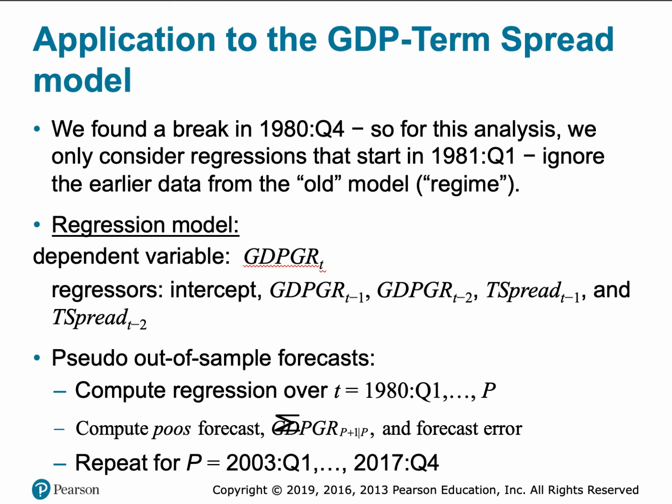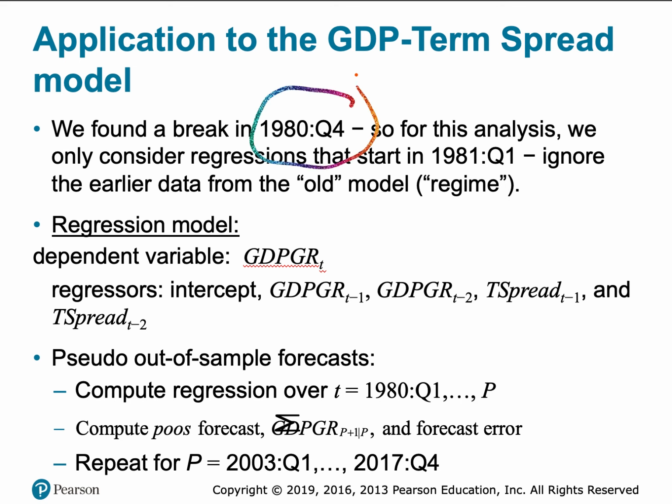The application we are going to use is our GDP term spread model. We have an autoregressive distributed lag model with 2 lags of the GDP growth rate and 2 lags of the term spread on the right-hand side. We are predicting the GDP growth rate on the left-hand side. We have previously found a break at 1980 Q4.